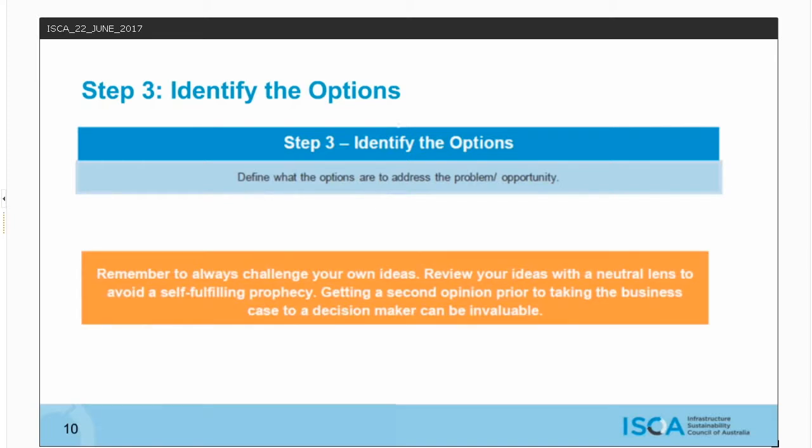And a very important thing to remember is this: always challenge your own ideas. Review your ideas with a neutral lens to avoid a self-fulfilling prophecy. Getting a second opinion prior to taking the business case to a decision maker can be really invaluable. Let's see how things progress with our case study.